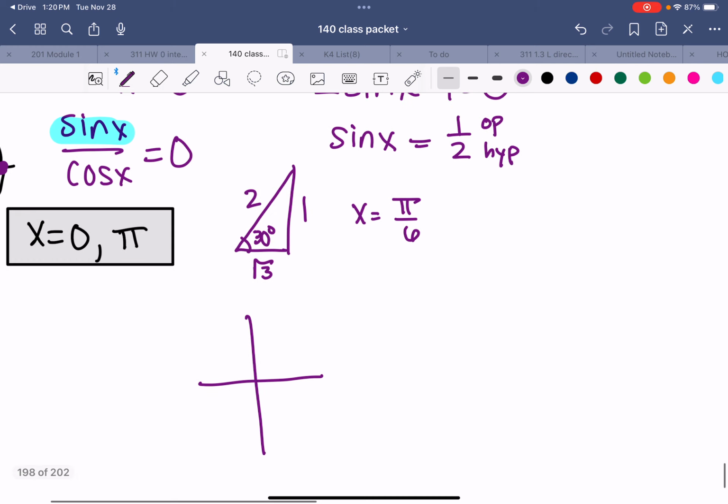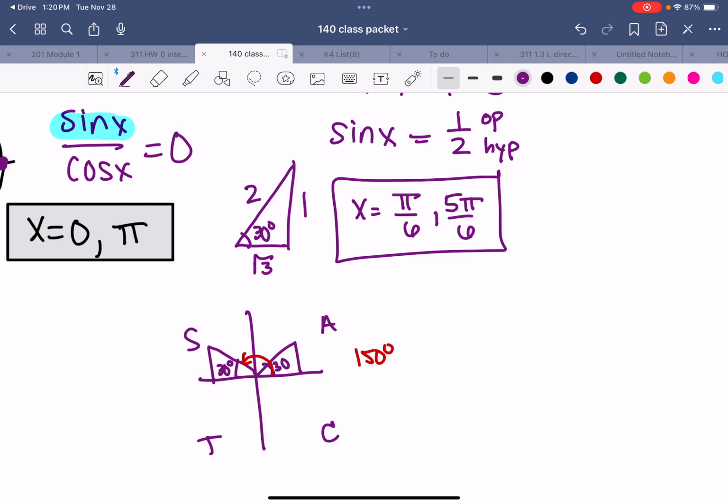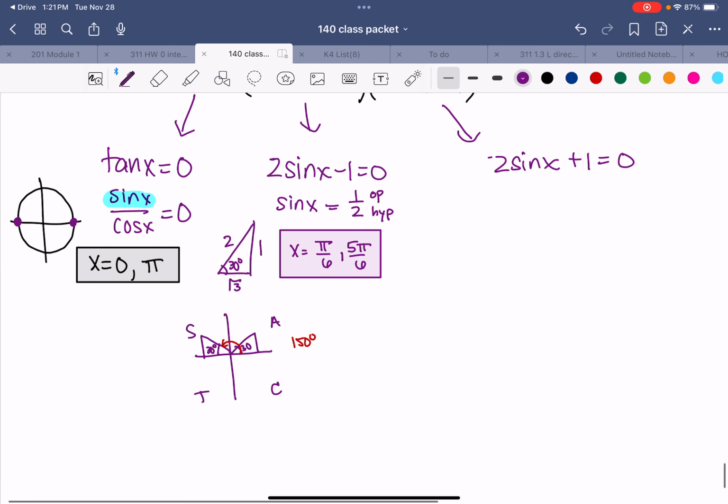So I'm putting 30 degrees here and C, A, S, T. Sine is also positive over here. So I'm putting 30 degrees over here. So that's going to give me all the way to here, 180 minus 30 is 150. And if we convert 150 and divide that by 180, convert it to radians, that's your 5 pi over 6. So we get two values from the middle one.